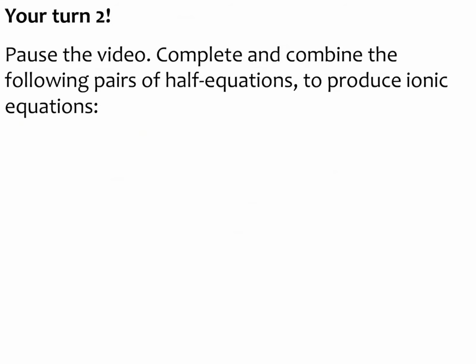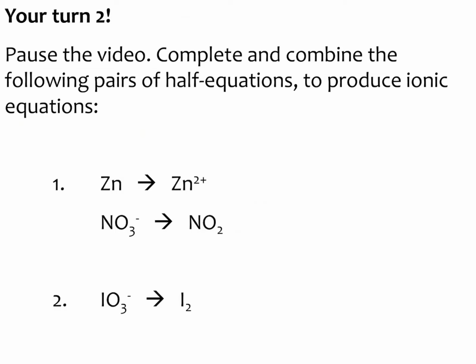So second time for this video for you to have a go. We've got a couple more exam style scenarios. Pause the video and complete and combine the following pairs of half equations to produce ionic equations, just like the previous example with the manganate and the Fe2+. The first one is zinc forming zinc 2+, and the second is nitrate forming nitrogen dioxide. And then number 2, we have iodate forming iodine and iodide forming iodine.